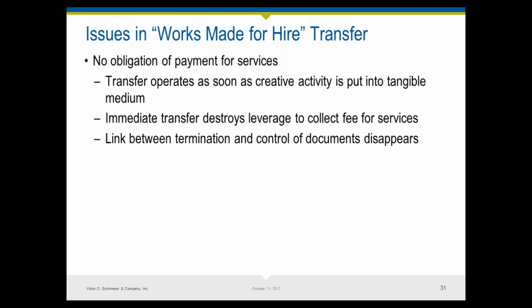If you don't have that link, and this happens a lot with standard documents like the AIA documents, part of it will be changed. The ownership of documents, the ownership of the instruments of service will be changed, but the compensation part will leave it open. And you may be providing the owner with information the owner never has to pay for. So you want that link between the transfer of information between the termination and the control of documents. You need that link.